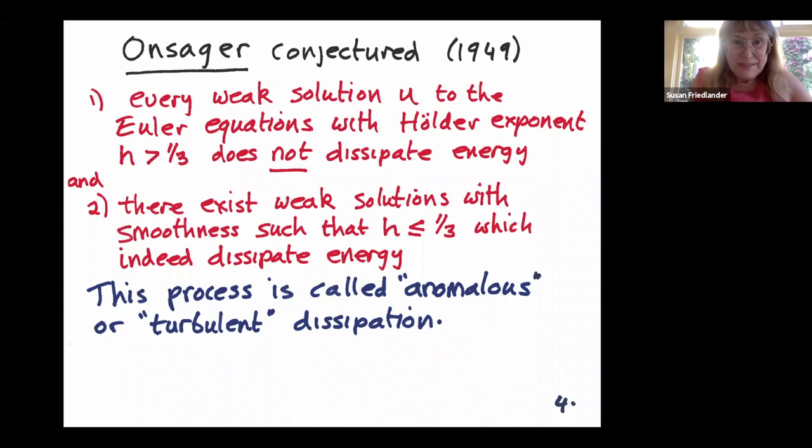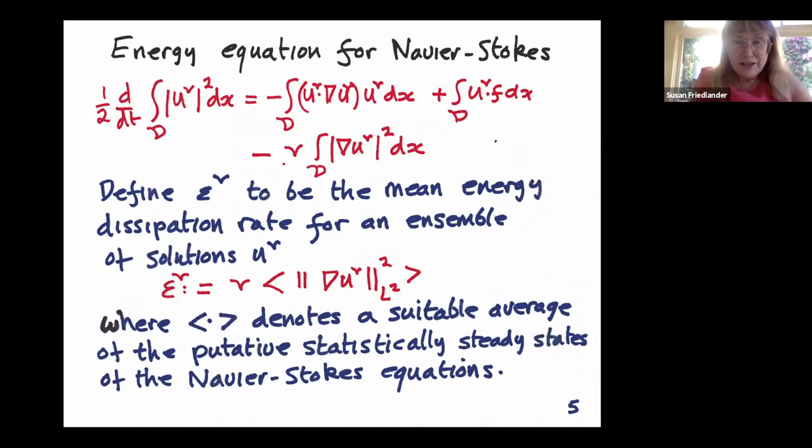So, okay, Onsager. Now if we go to the Navier-Stokes equations and once again construct the energy balance equation, we have the terms that we had before, but we have this additional term coming from the dissipation due to friction. Here we have a term that is very obviously dissipative, since this quantity is negative in the energy balance. People have considered this notion of the mean energy dissipation rate, which here I've written with the symbol epsilon nu. By that we mean the dissipation rate for an ensemble of solutions u nu to the Navier-Stokes equations, written in terms of a suitable average constructed from the putative statistically steady states of the Navier-Stokes equations.